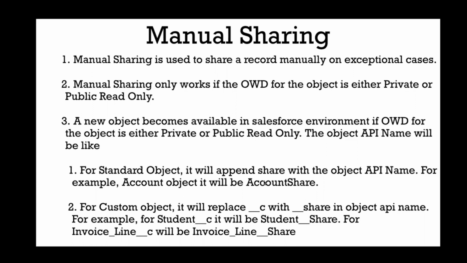Its API name, suppose that you have an object called student__c. The share object will be student__share. And if you talk about some other custom object which might have a space in its label, how will it look? Suppose invoice line, the API name will look like invoice_line__c. Sorry, it is double underscore c. The share object will be invoice_line__share.